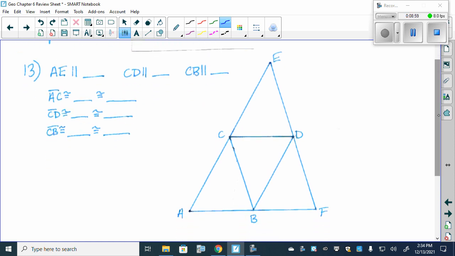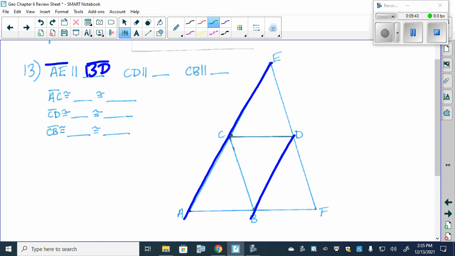Number 13 is congruent segments. Here, we're given that C, B, and D are the midpoints, and we're connecting them by our midsegments. So CD is a midsegment, BD is a midsegment, and CB is a midsegment. What that also tells us is that AE, the third side, is parallel to its midsegment. So it'd be parallel to BD or DB. These two lengths would be parallel.